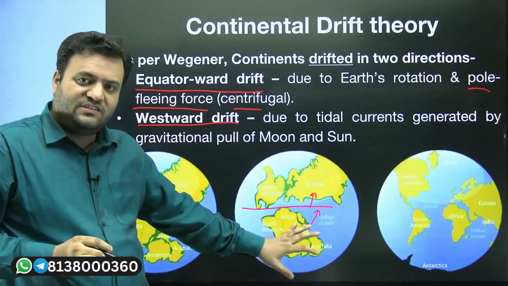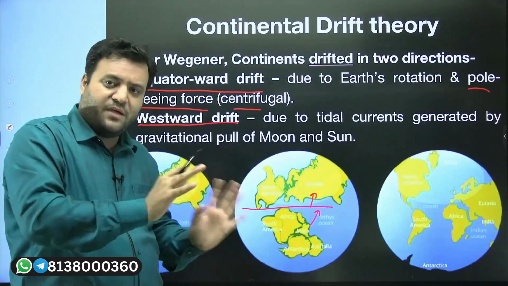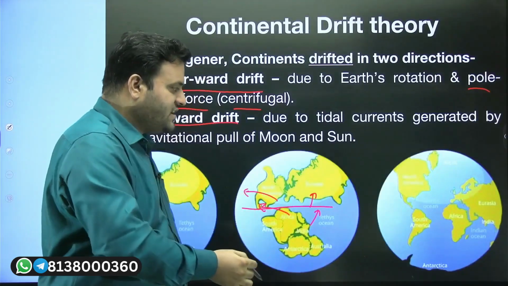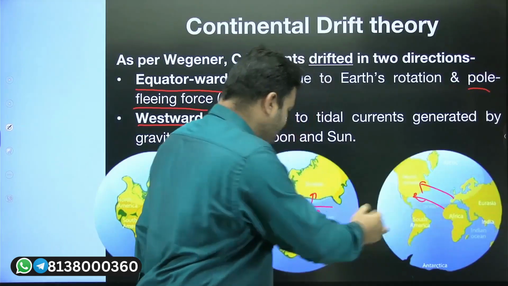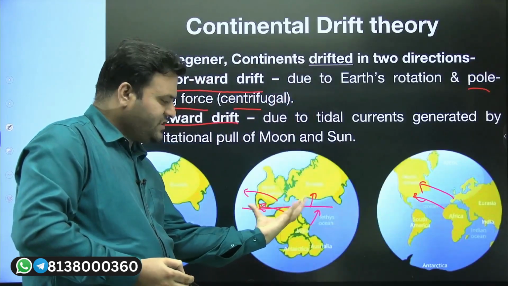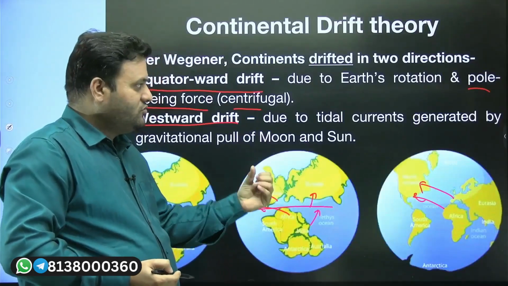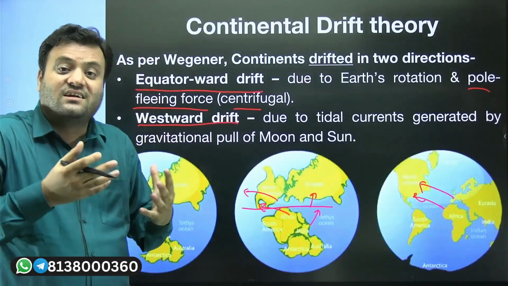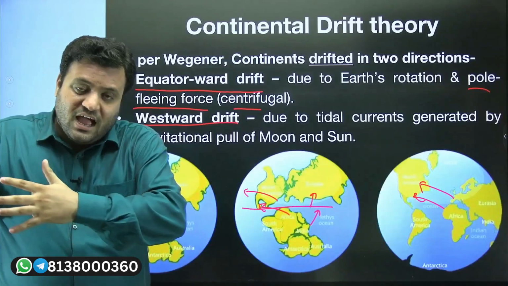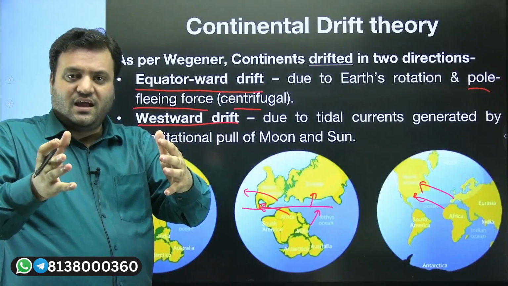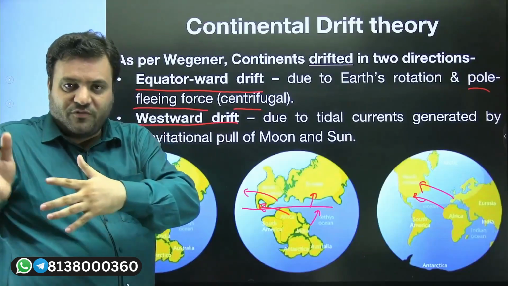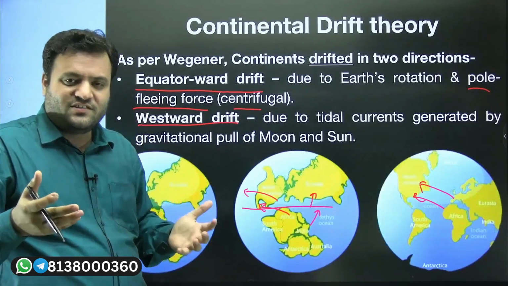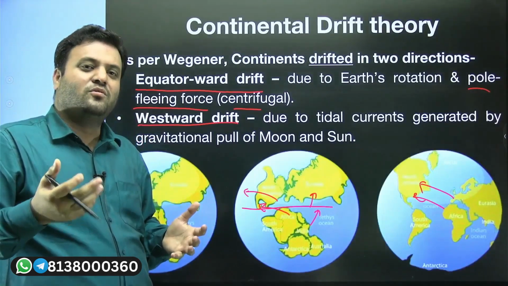Once there is an equatorward movement, simultaneously, parallel to that, there is also a movement of continents westward. Here you can see from this particular pattern that the continents are moving mainly westward. Wegener cited that the continents are moving westward because of tidal currents. It is the tidal current that carries the entire landmass towards the west direction specifically. And that tidal current is basically the result of the gravitational pull of the sun and moon.